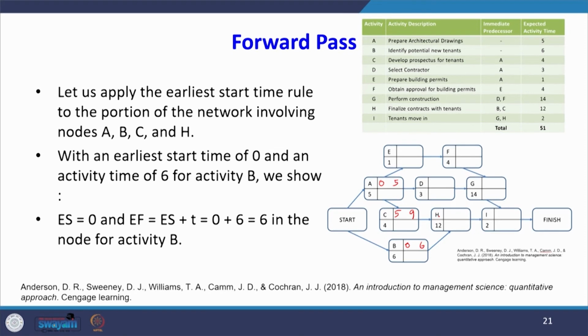Now, for activity H, there are two earliest finish times, one from activity C and one from activity B. For activity C the earliest finishing time is 9, and for activity B the earliest finishing time is 6. So, the earliest start time for activity H will be 9, and 9 plus 12 is 21. That is what I have written in the text. For B I have written 6.